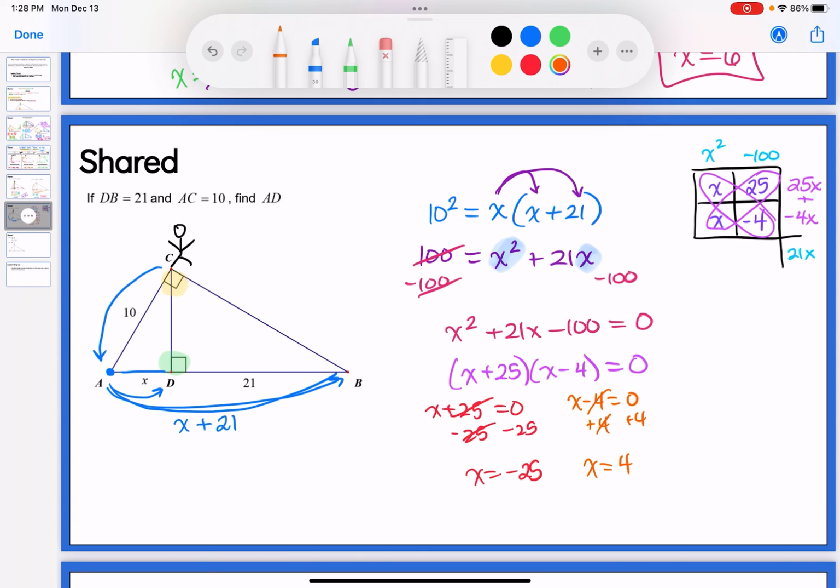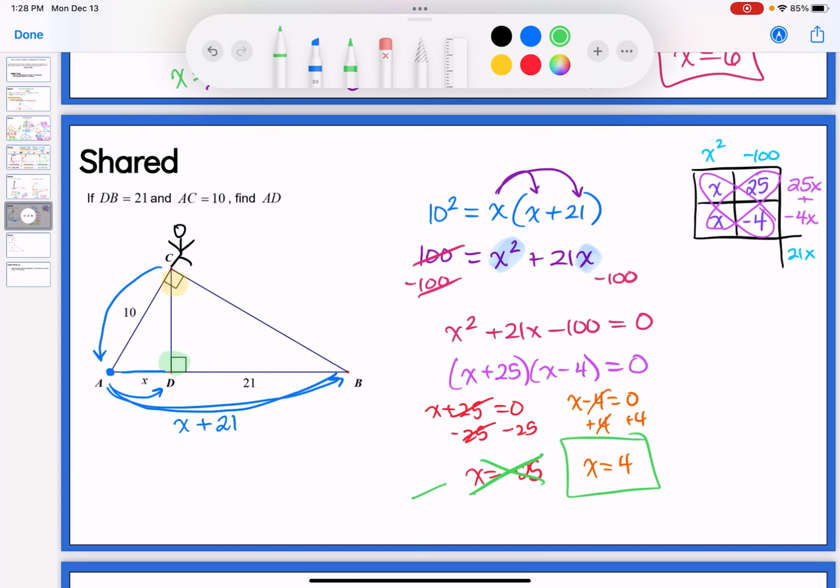Do both of them make sense? Ooh, x is a side length, right? Can I have a negative side length? No, so this one doesn't make sense. But 4 would make sense, right? AD could be 4, DB could be 21. Sure, that makes sense. So AD is 4.